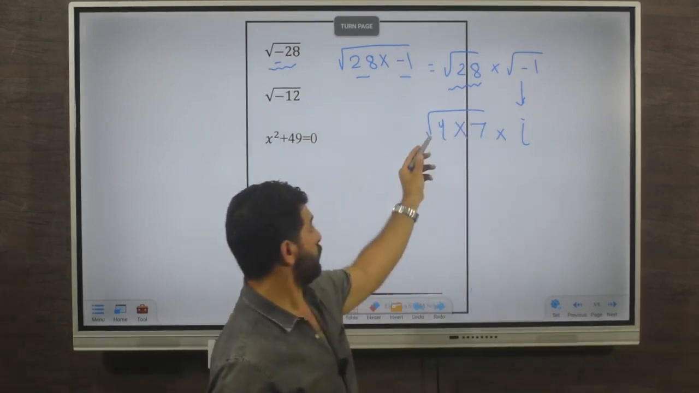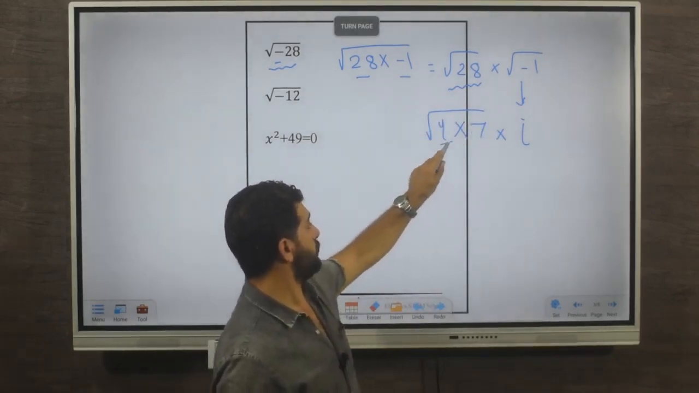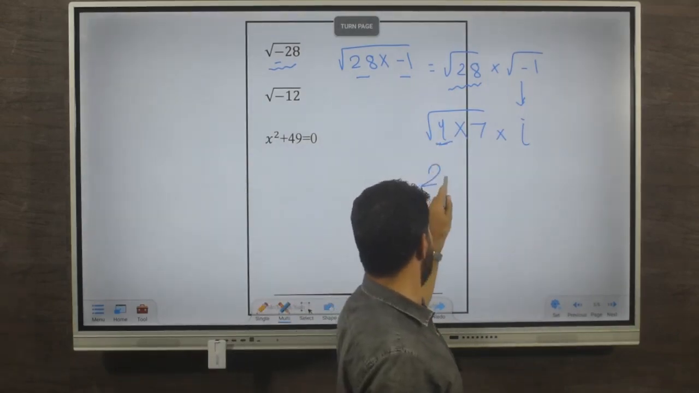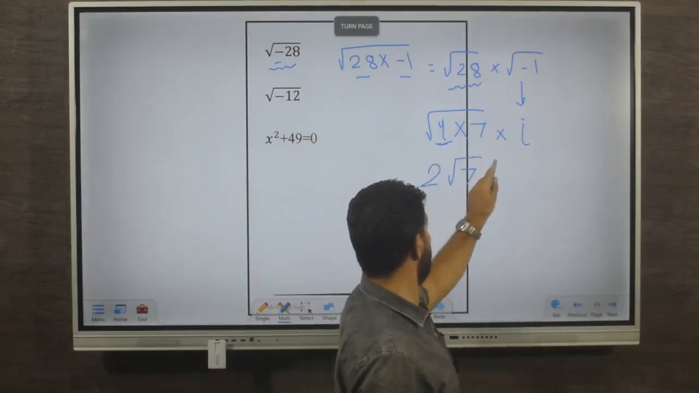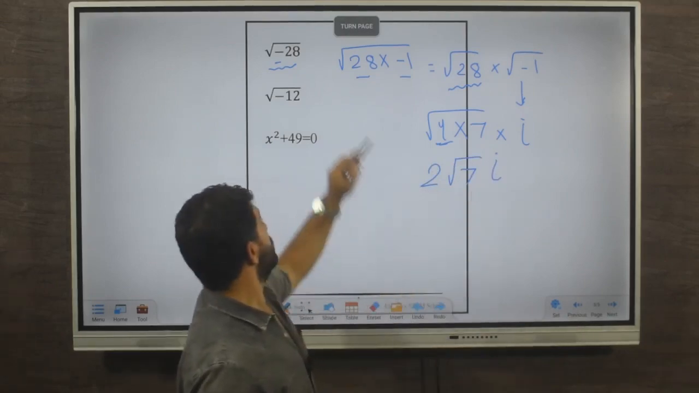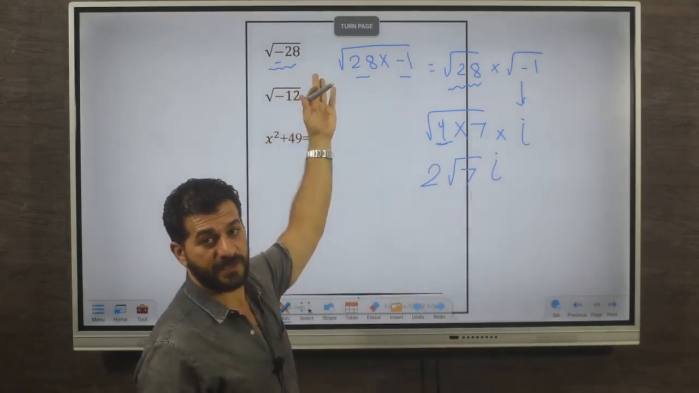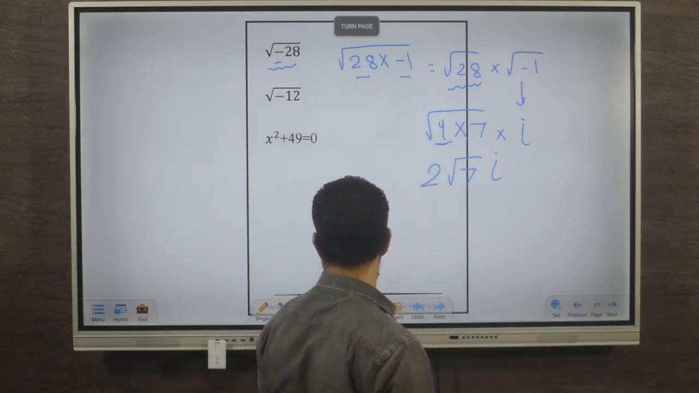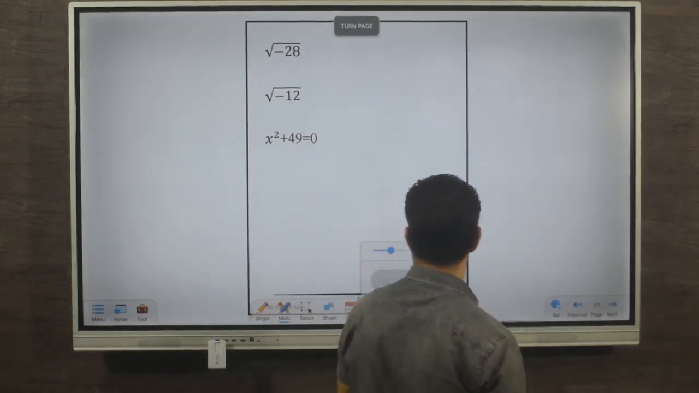Okay? 4 times 7 equals 28. What is the square root of 4? The square root of 4 equals 2. So we'll write it as 2 root 7 i. That's it. So what is the square root of negative 28? It's 2 root 7 i. Let's go to the next example.